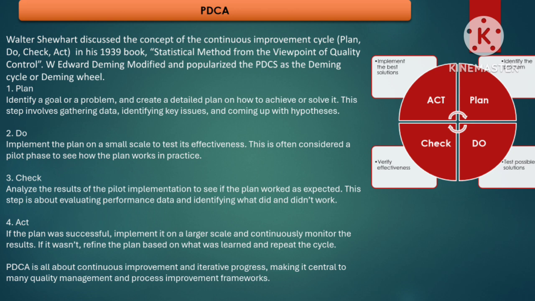In this phase, you implement the plan on a small scale, meaning you are doing the pilot and seeing the effectiveness of the plan. Next is check. You will analyze the results of the pilot implementation to see if the plan worked as expected. This step is about evaluating performance data and identifying what did work and what did not work. And you can alter your program again.